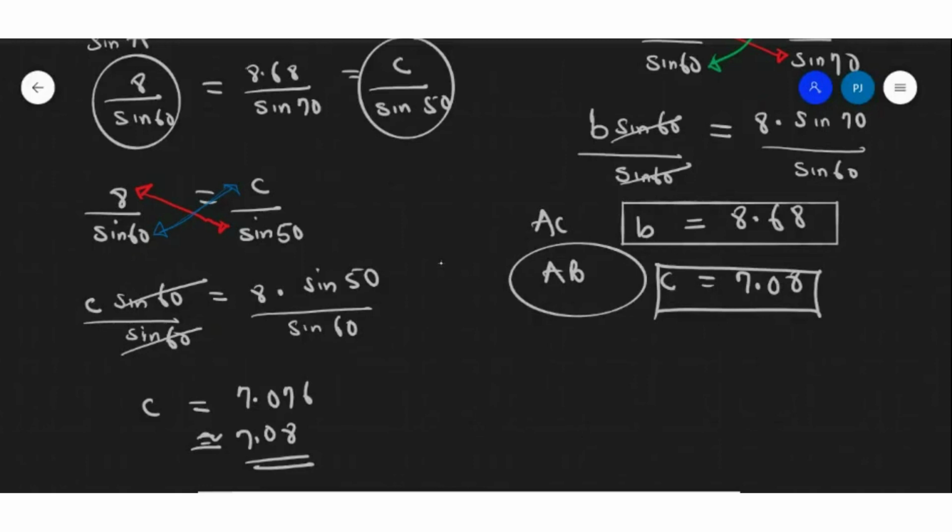So guys, by the way, this is how you solve questions whenever you use the sine rule. Okay, so let's have another example. Hopefully this will help us, and we can call it a wrap up.